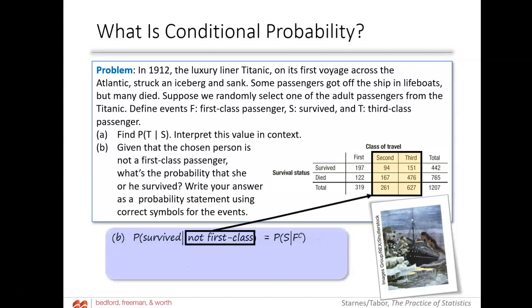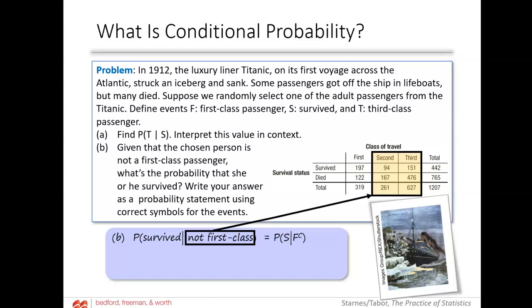All right, part B. Given that the chosen person is not a first class passenger, what is the probability that she or he survived? The given portion represents our total for this particular problem. Given that they are not a first class passenger, we're supposed to focus on everybody who's not a first class passenger, meaning the second and third class passengers.